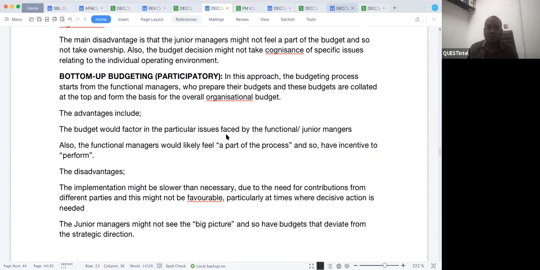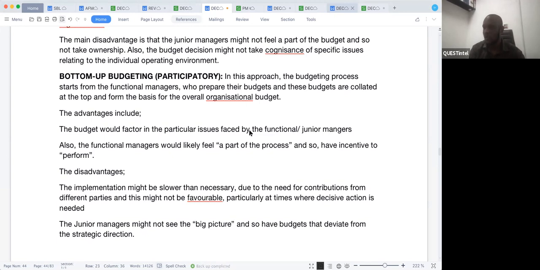The other issue is that functional managers would likely feel part of the process, and so have incentives to perform. And our disadvantages, if we're looking at the disadvantages, are that the implementation might be slower than necessary due to the need of contributions from the different parties or the different junior managers. And this might not be favorable, particularly in times when decisive action is needed. So like that's in a picture that we've said before.